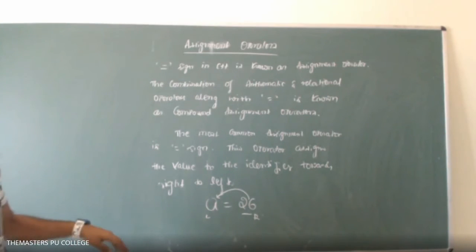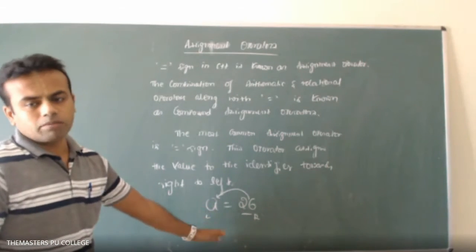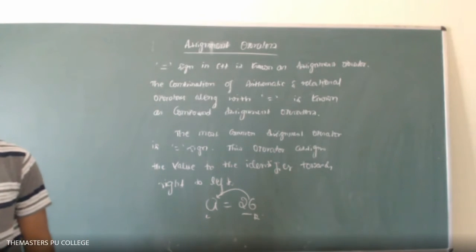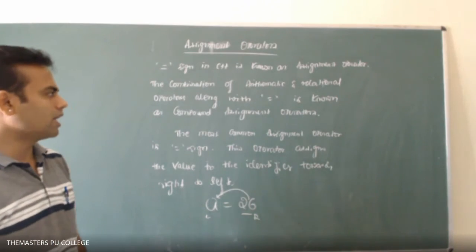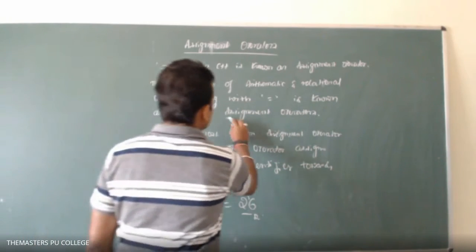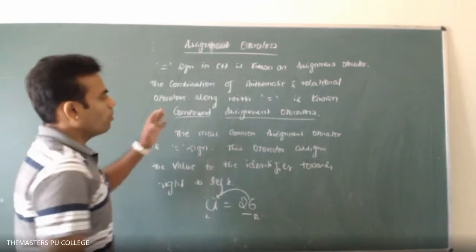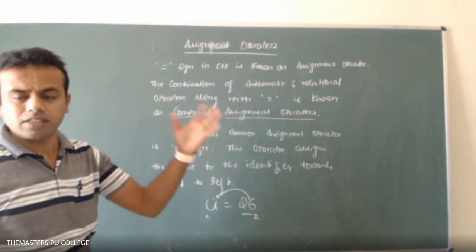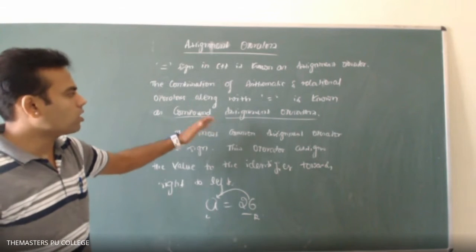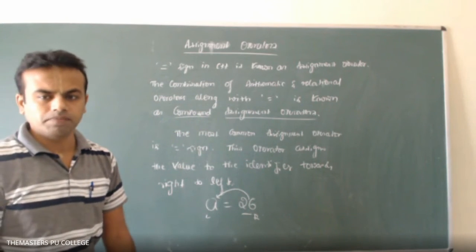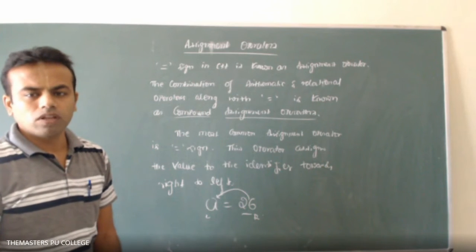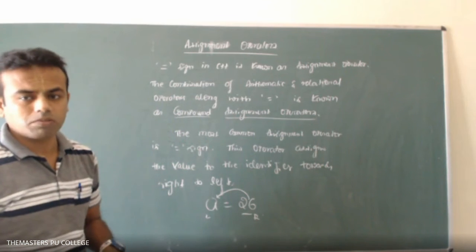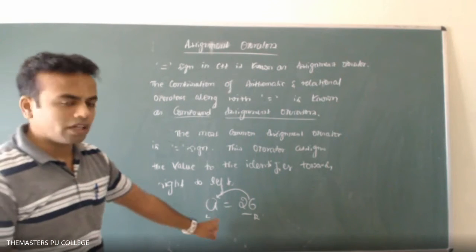Okay, this is the most commonly used assignment operator, that is the equal sign. The equal sign is called an assignment operator. The combination of arithmetic and relational operators along with the equal sign, the assignment operator, will be called compound assignment operators, right? Is that clear? We are going to write that in the next concept. Is that clear?